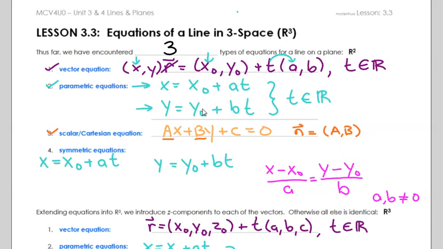So if I decide to play with some of these equations a little bit, I'm just going to start to play with the parametric equation, and I end up with a fourth one called the symmetric equation.